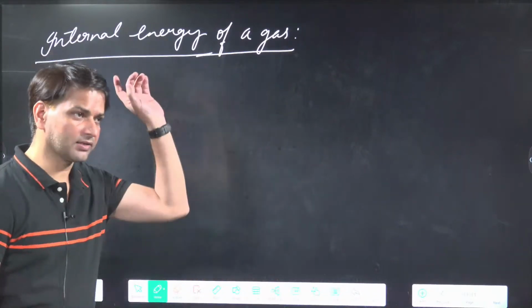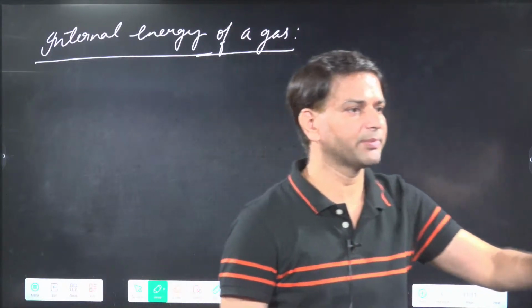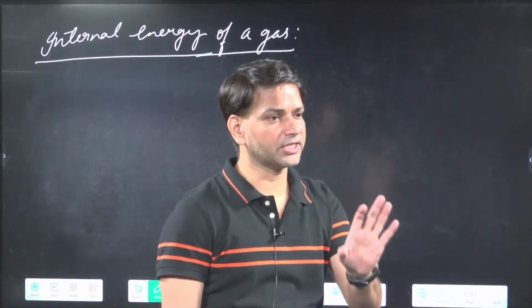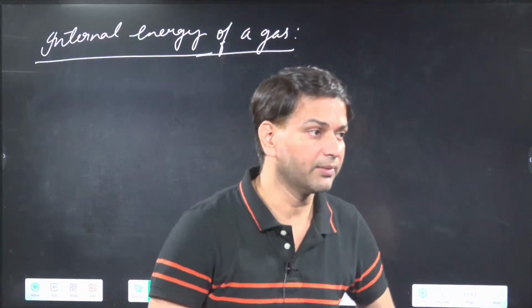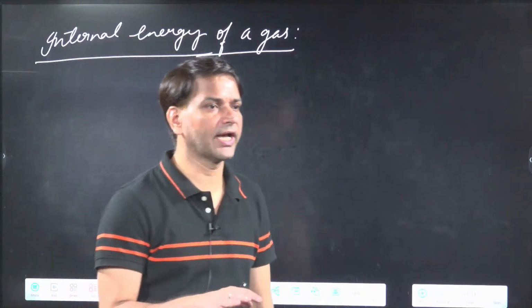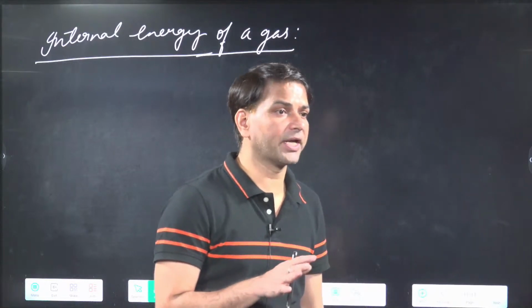This we have learned in the kinetic theory of gas. So internal energy of the gas means it is a sum of kinetic energy and potential energy. But for the ideal gas, potential energy of interaction is zero. Okay. But suppose I have the non-rigid molecule. I have the gas of non-rigid molecules. Non-rigid molecule means it can vibrate.